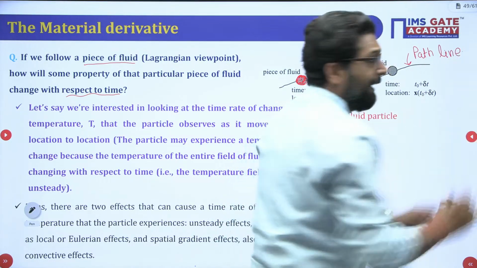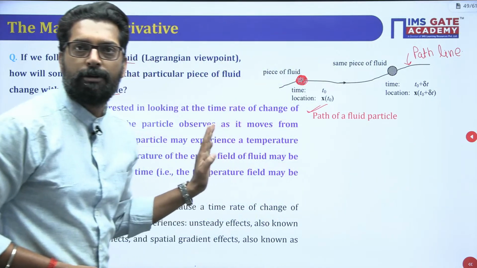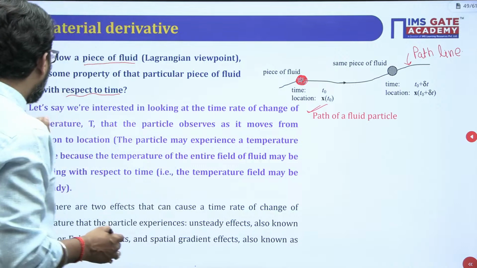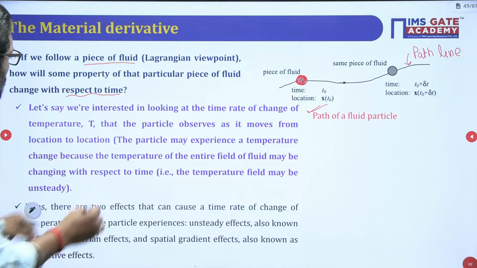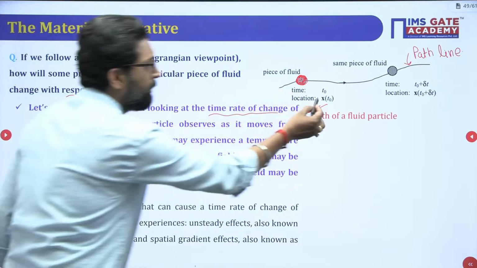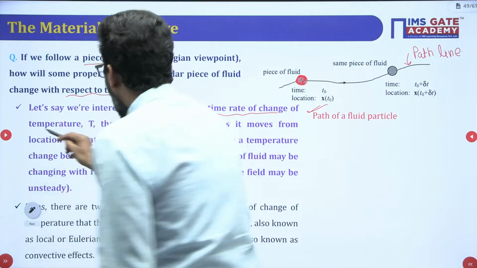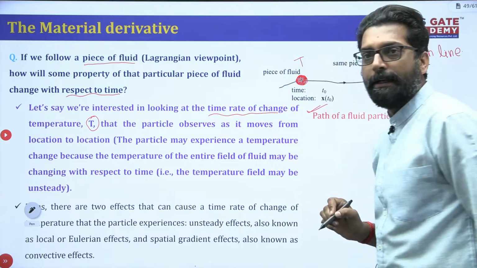So my dear, the path line is essentially the Lagrangian approach. Clear? That is the Lagrangian. So what is that? Let's say we are interested in looking at the time rate of change of the temperature. Let's suppose we have to find the temperature property of the fluid particle after some time.